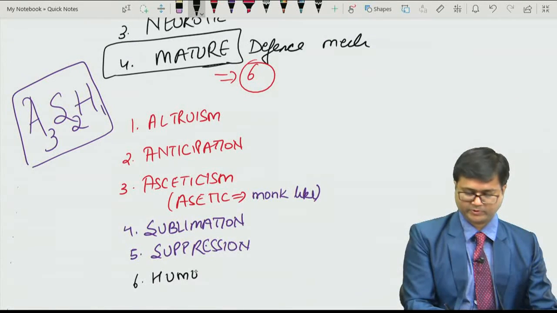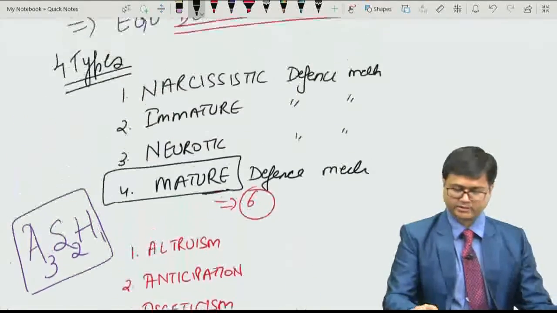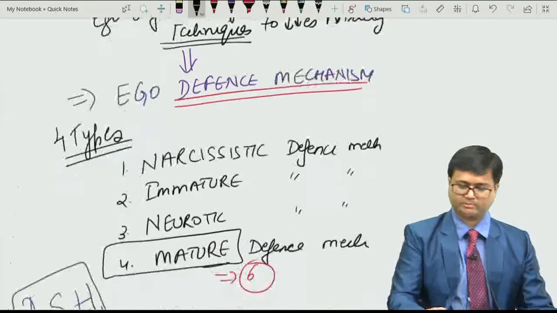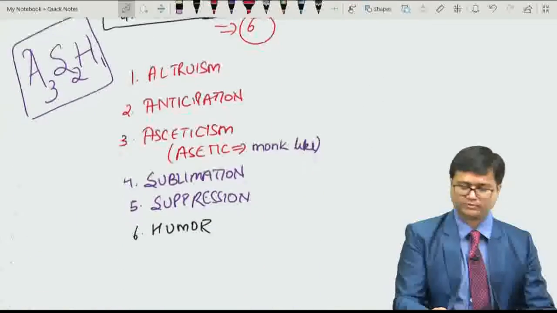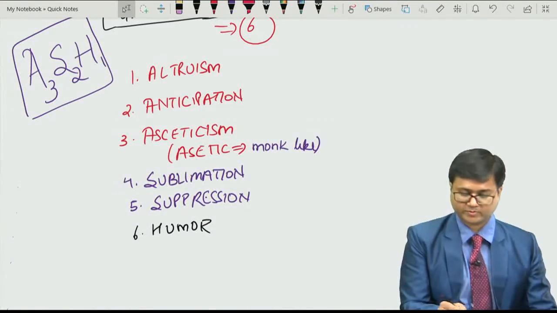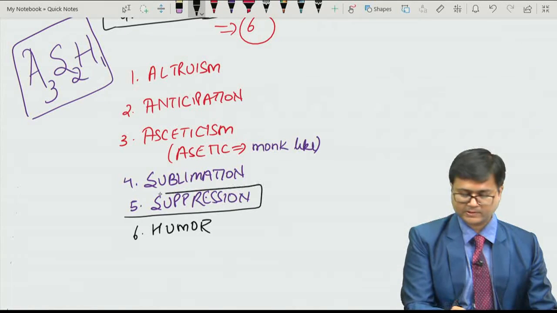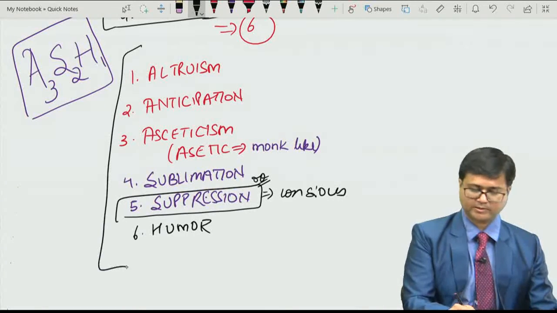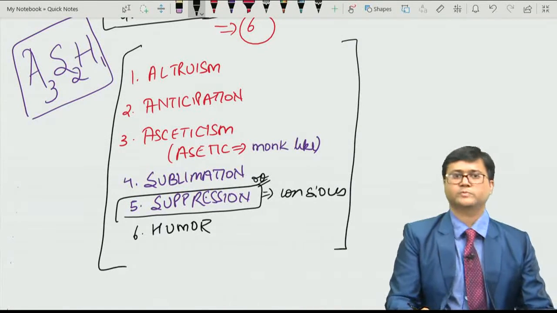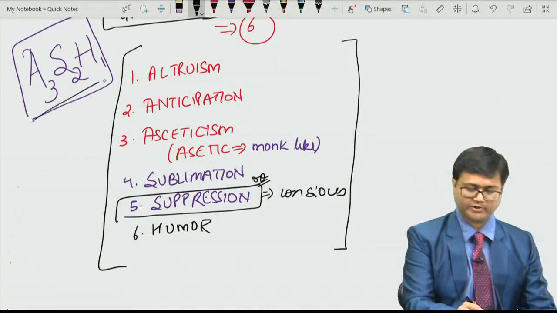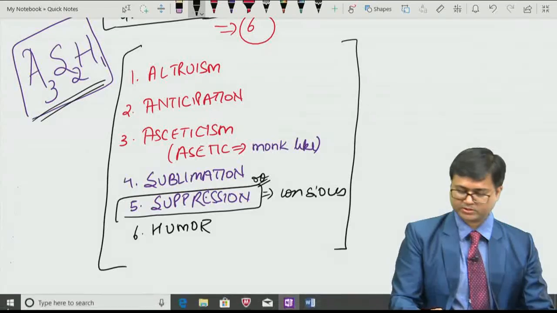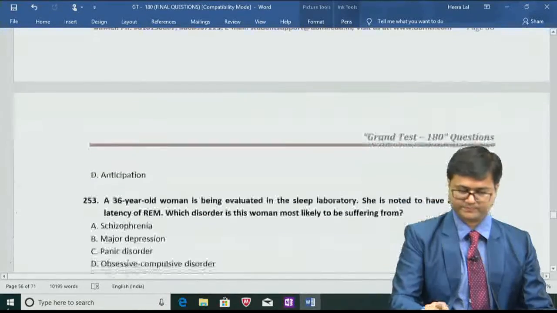and sixth is humor. Now, we had discussed that these ego defense mechanisms are unconscious, but one of the defense mechanisms is a conscious defense mechanism, which is suppression. Important. So, these are important mature defense mechanisms, which we should remember. We can remember by the mnemonic ASH ASH. Now, let us discuss the next question.